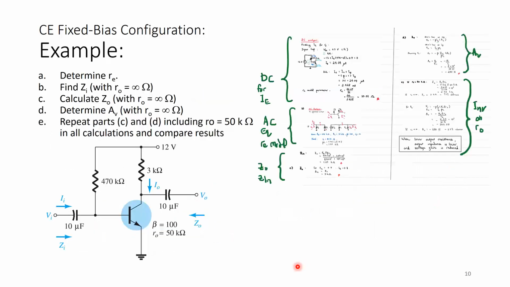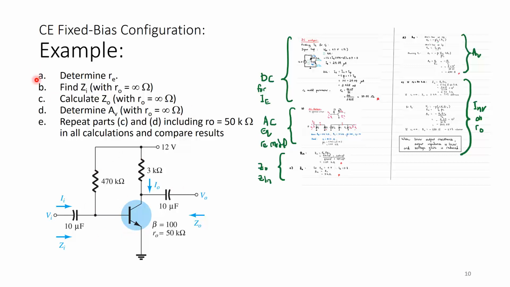Okay, we are now ready for an example. So we have here a fixed bias circuit. We're asked to find RE and then find Zin, calculate Z out, determine AV, and repeat part C to include R out to be 50 kilo ohms, because parts B, C, D state that R out should just be assumed to be large enough as an open circuit. So this is a fixed bias circuit and we need to do all this.